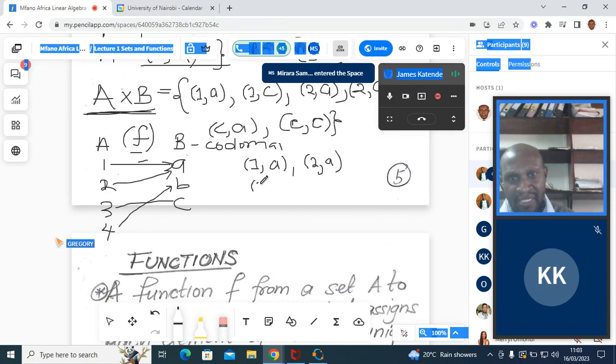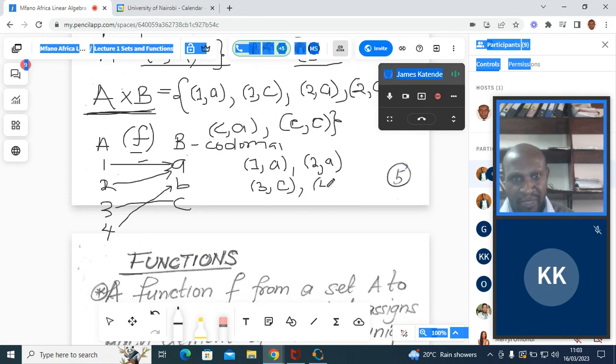3 is paired with C, and 4 is also paired with B. So no element.